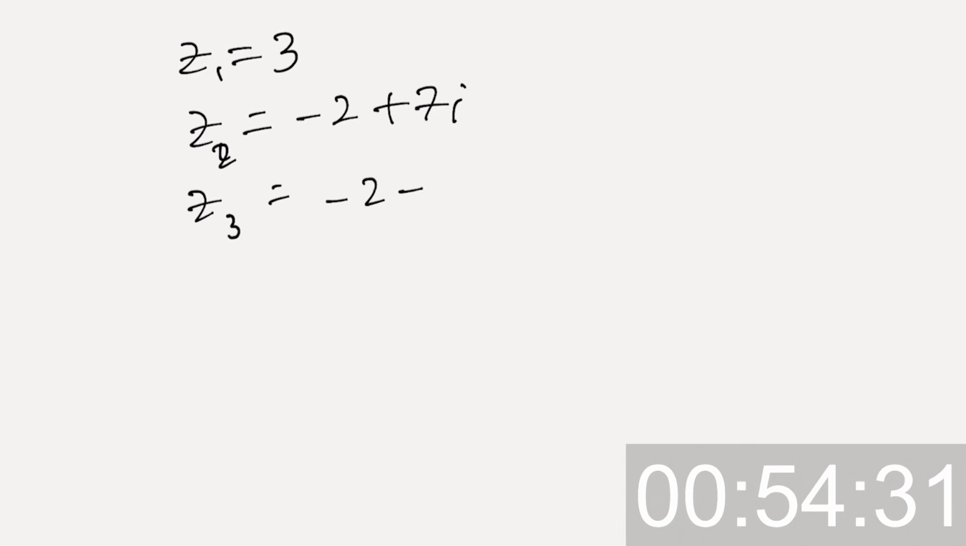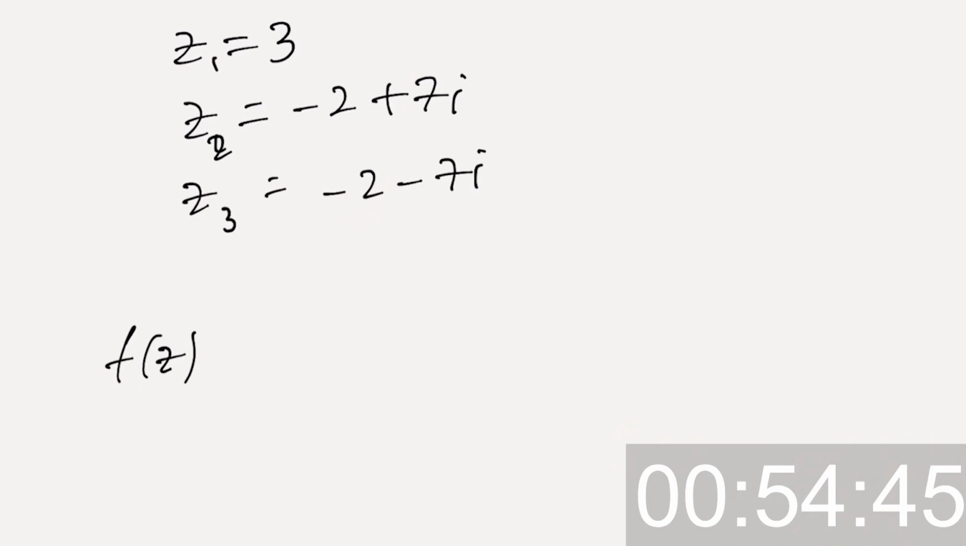Let's start a new page. So I now know that the roots are z1 equals 3, z2 equals minus 2 plus 7i, and z3 would be minus 2 minus 7i. So now if I just expand them, I could just plug these back into my equation, but I've lost it, so let's just expand them.